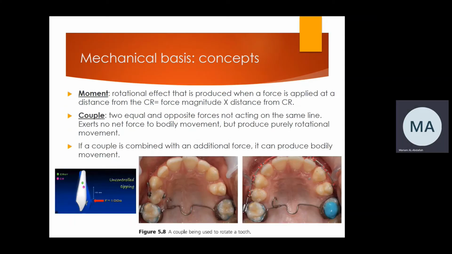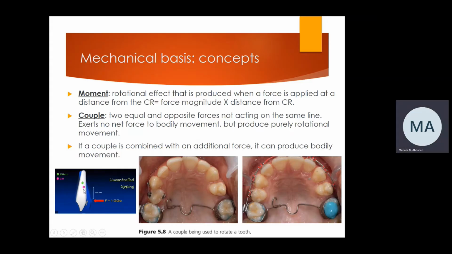Now we need to talk about 2 concepts here. The moment. And the moment is a rotational effect that is produced when a force is applied away from the center of resistance. And we can calculate it by having the force magnitude multiplied by the distance from the center of resistance. So this is an example.